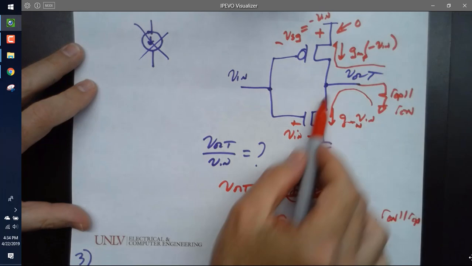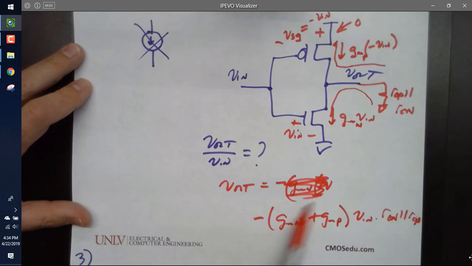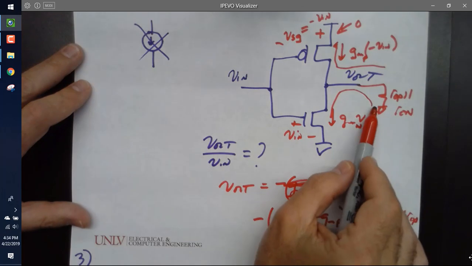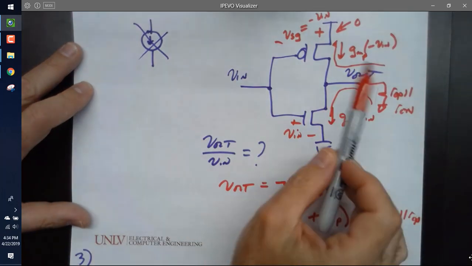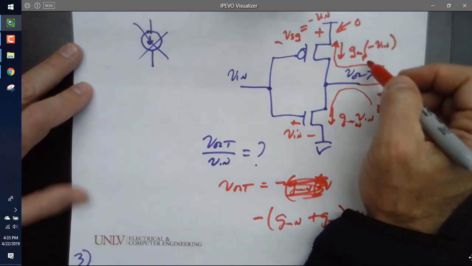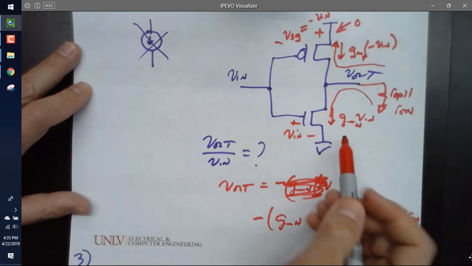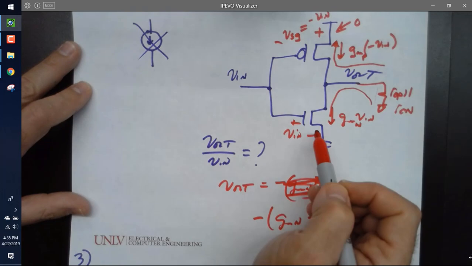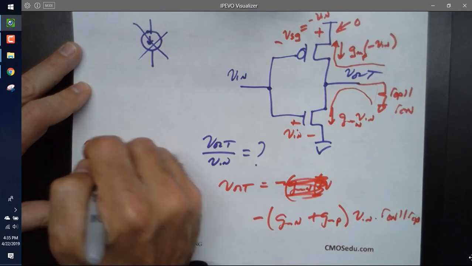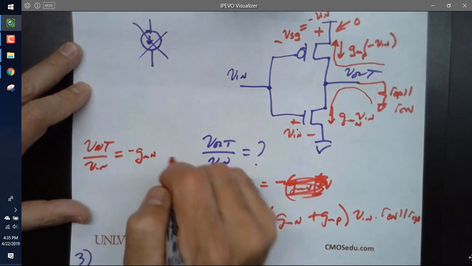I'm pulling it negative backwards, so I get my negative sign. Then I've got my gmN times V in plus my gmP times V in, in the same direction, and it's minus because I'm pulling the current backwards. So if I draw, just as a sanity check, this current going in the opposite direction, everybody would agree it's gmP times V in, right? It's being pulled out just like gmN times V in is being pulled out. Do we agree? And so V out over V in is equal to, so shouldn't that be negative g?